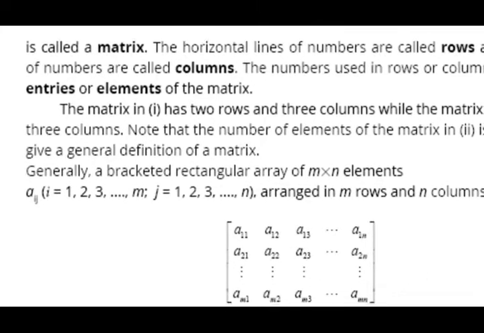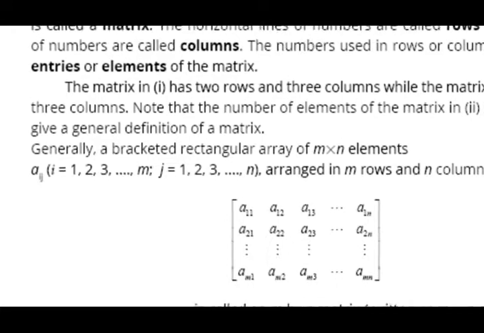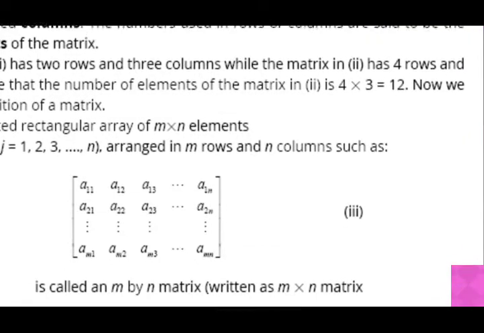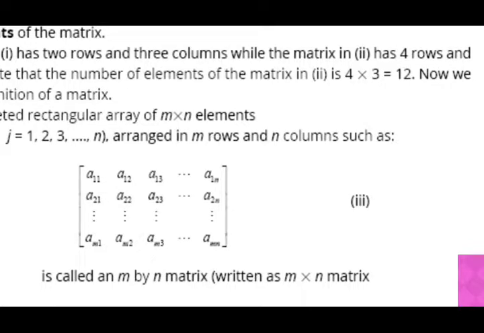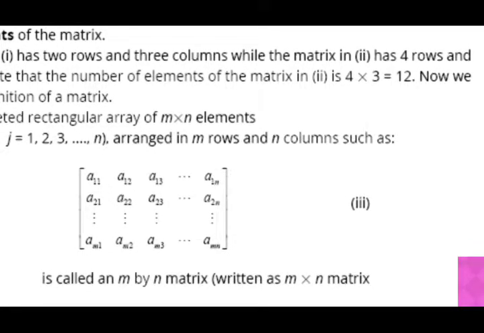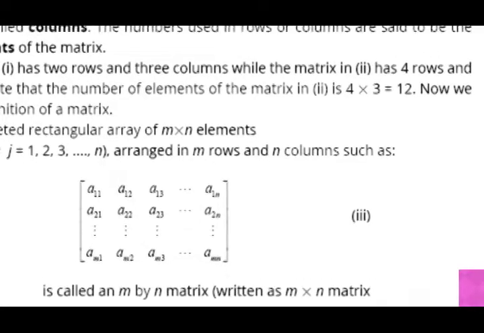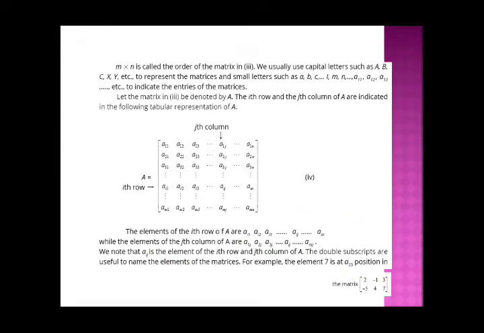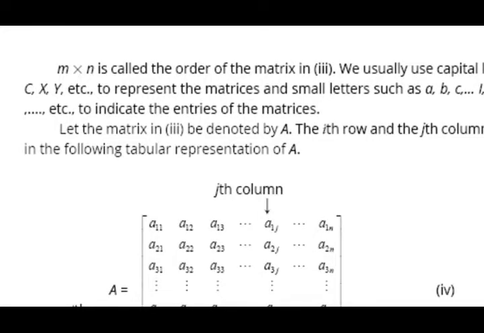Now, in the general definition of matrices, in brackets a rectangular array of m cross n elements, like that m rows and n columns. A11 means first row and first column. A12 means first row and second column. The first index shows the row and the second index shows the column, and it is called an M by N matrix, written M cross N matrix, and M cross N is called its order. M cross N is called the order of the matrix.